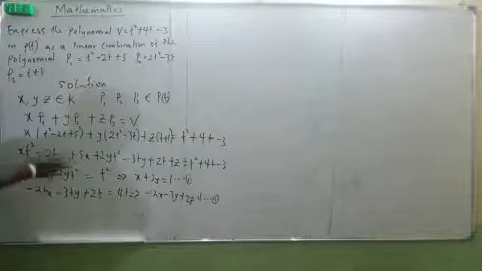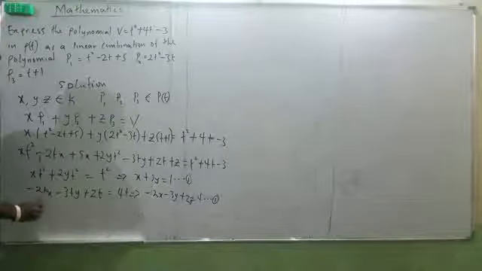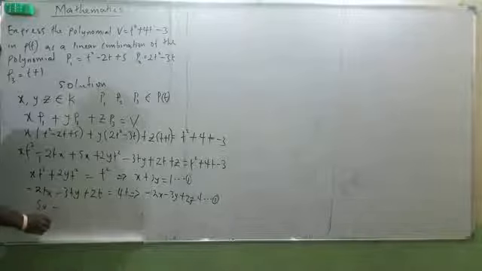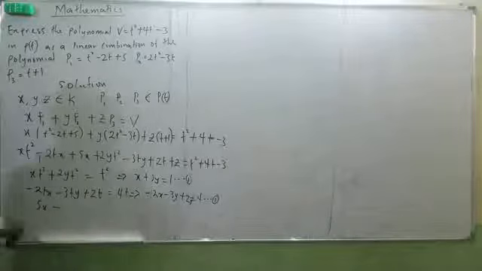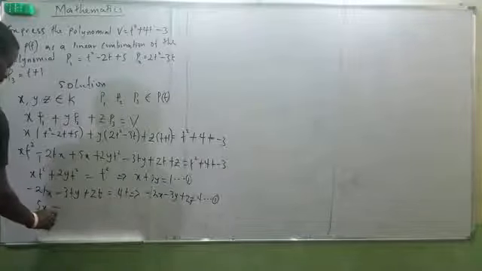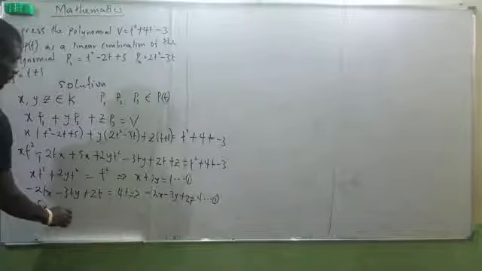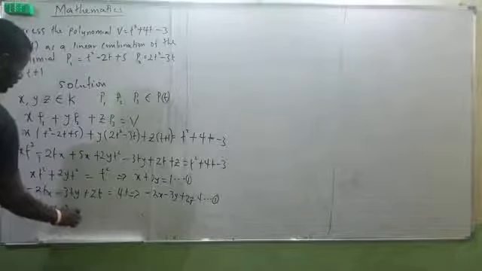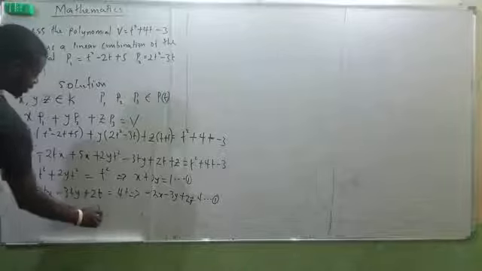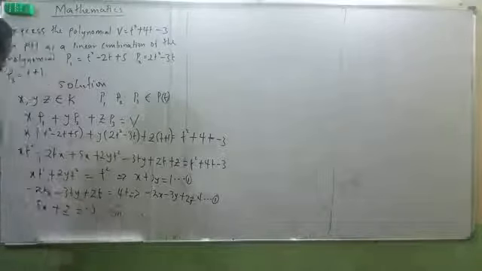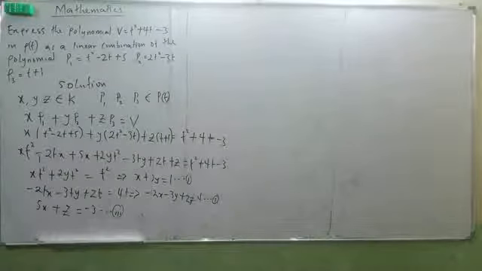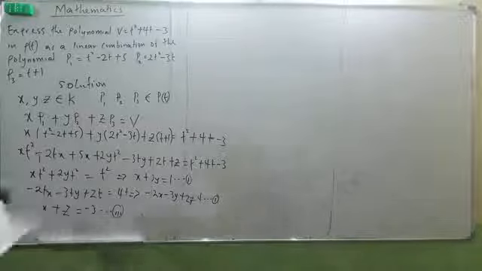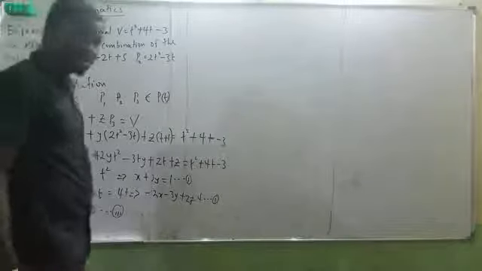Now, I'll move on by having this also. I have 5x plus z equals minus 3, equation 3. Now, by so doing that, I can continue. If I want to derive my x, y, z, you know what to do.